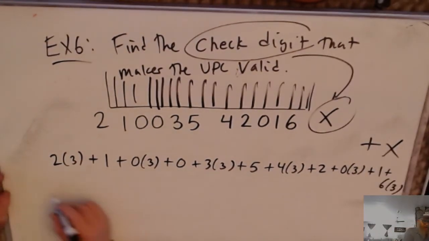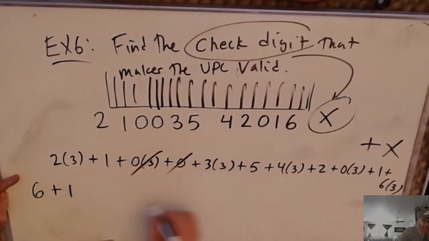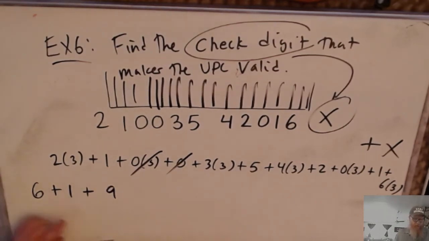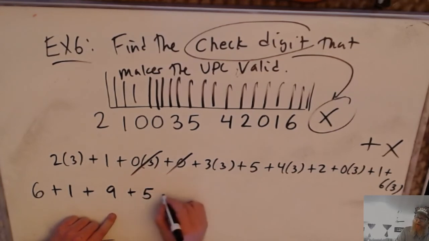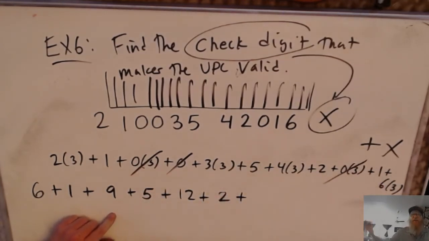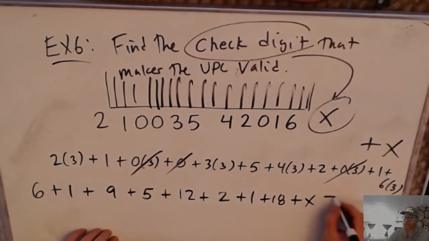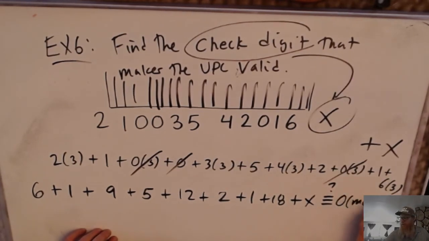So I've got 6 plus 1, plus 5, plus 12, plus 2. Cross off all the zeros, they don't matter. Plus 1, plus 18, plus x. All right, and I want that to be congruent to 0 mod 10.